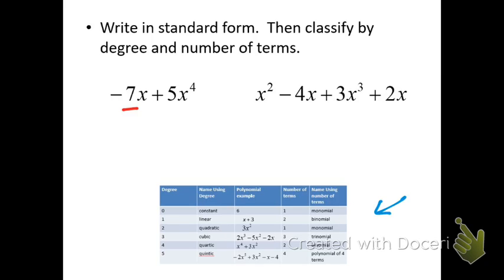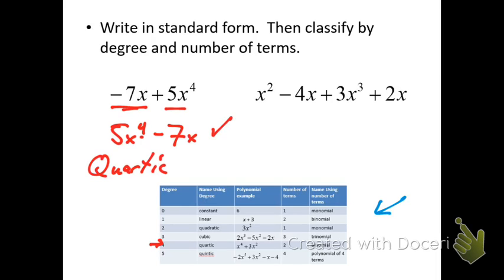Now, already I can see that there are 2 terms, but it's not written in descending order. So the first thing I need to do is write 5x to the 4th first. Then I accompany that with a minus 7x. So I've written it in standard form. That's the first step. After that, I have to classify it first by degree. Now, the highest degree is a 4, so I would look down here and say, oh, it's a quartic. And then it has 1, 2 terms, so it's a binomial. All right, so that first problem's done.